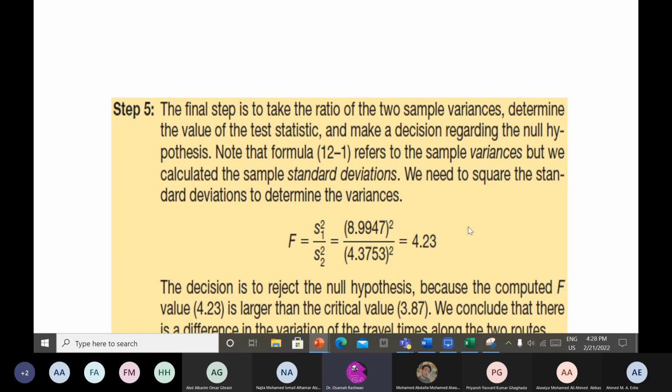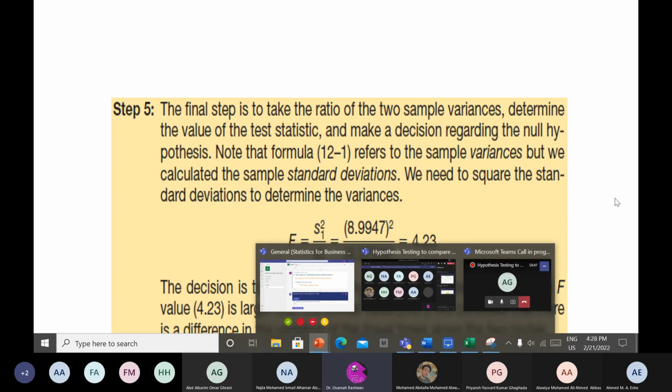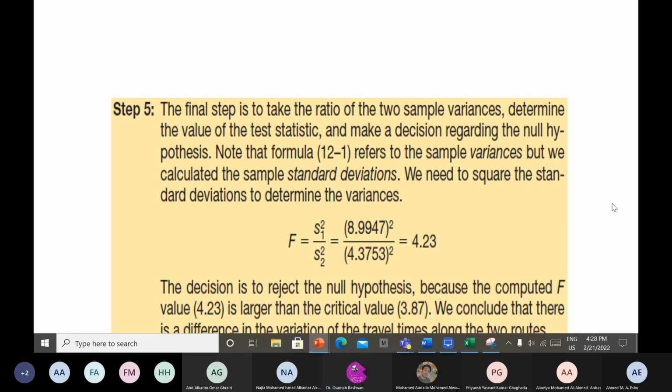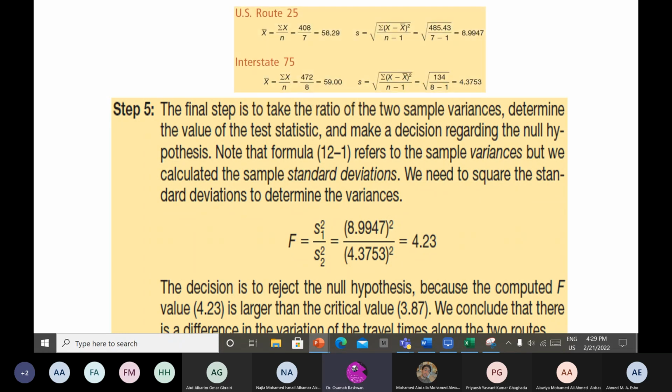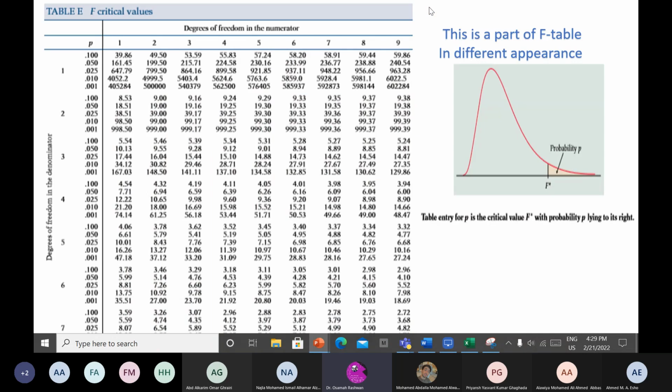Now I have the stat value and the critical value from the table. I can make my decision as I used to say, right? So I can say, we conclude as for the summary, there is a difference in the variation of the travel times along the two routes, right? This is a formula for the mean and the standard deviation, but no need for this one when you are using your calculator.